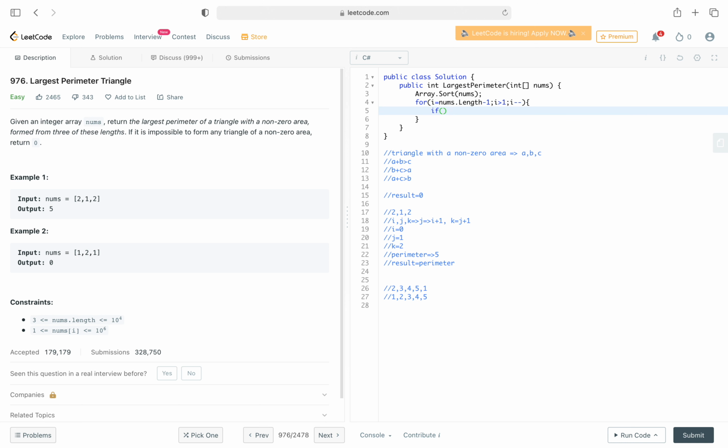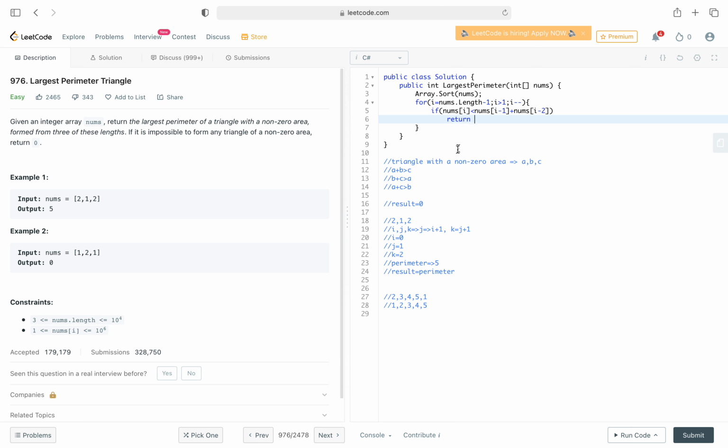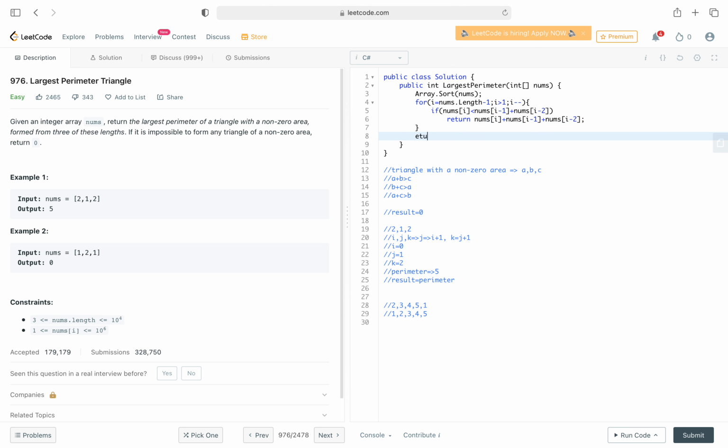So if nums[i] is less than nums[i-1] plus nums[i-2], at that time it is already the greatest, right? So we add them up and return. If not, and we get out of the loop without returning, we just return 0. That means we cannot get any triangle with non-zero area from this array of integers.